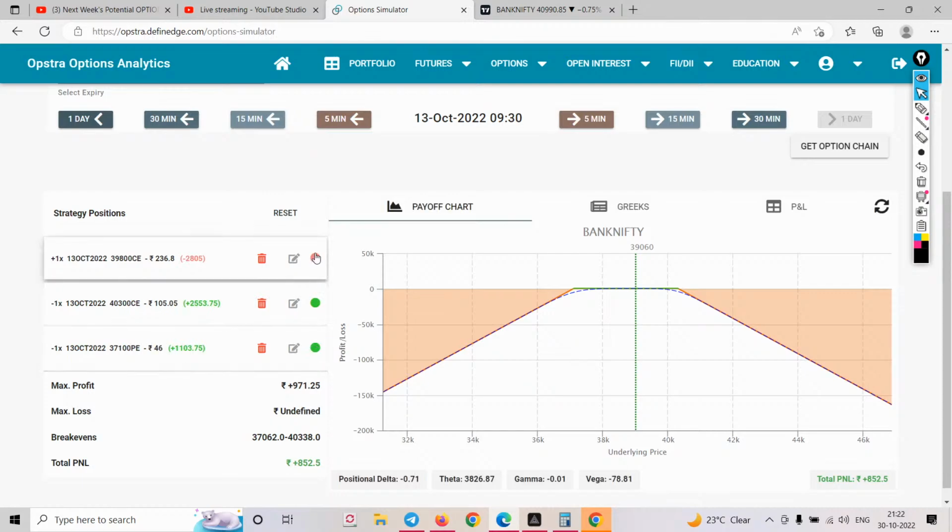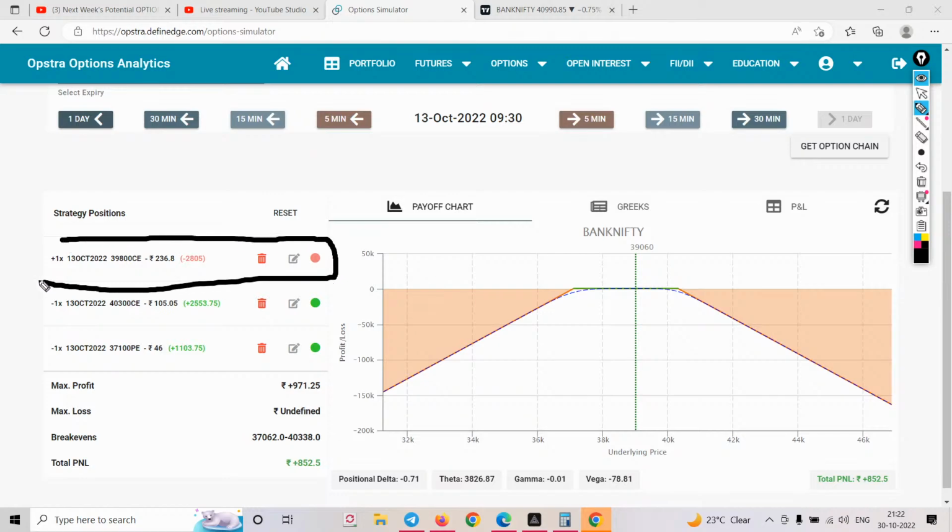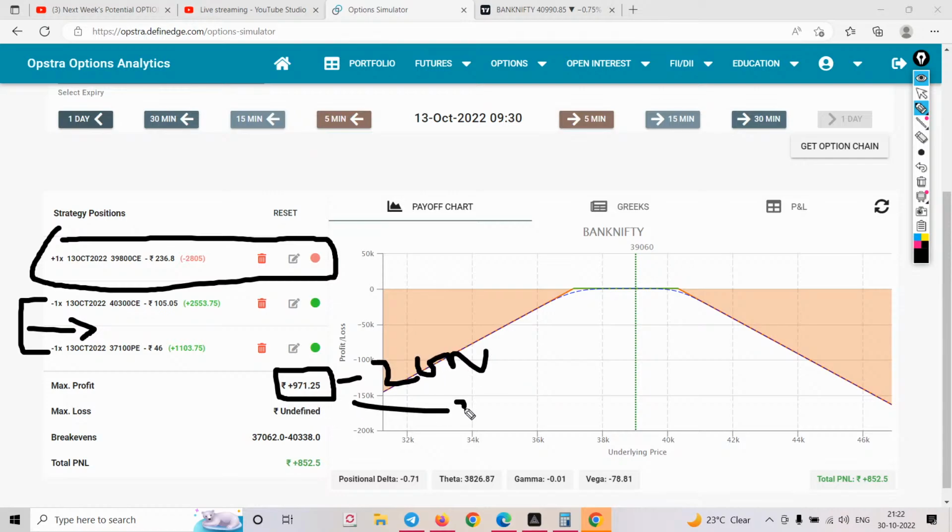Did you get it? Our original debit spread was giving a loss of 3000, but by just doing one adjustment, boss, what have we done? We have exited this buy. That's it. We have converted it to a strangle. That's it. We got a 972 profit. I could have made this 2000 also. I could have made this 3000 also. That we will learn in my paid mentorship.